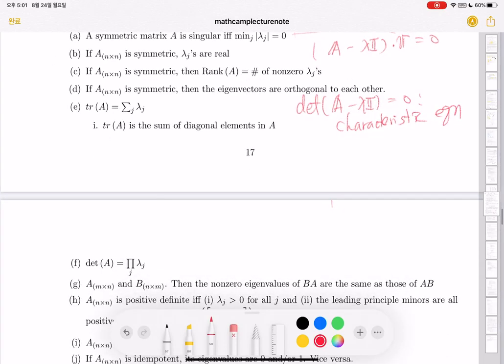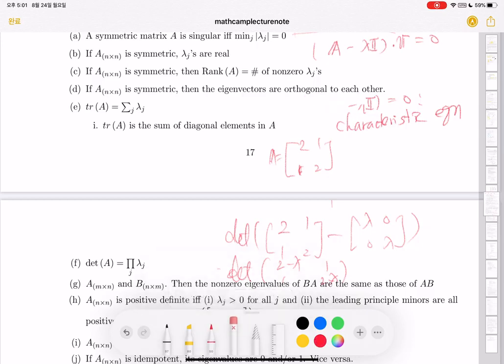Characteristic equation. In the previous example, suppose your A is 2, 1, 1, 2. Then the characteristic equation becomes the determinant of 2, 1, 1, 2 minus lambda 0, 0, lambda, which is the determinant of 2 minus lambda, 1, 1, 2 minus lambda, right? And we know how to do the determinant for a 2 by 2 matrix.